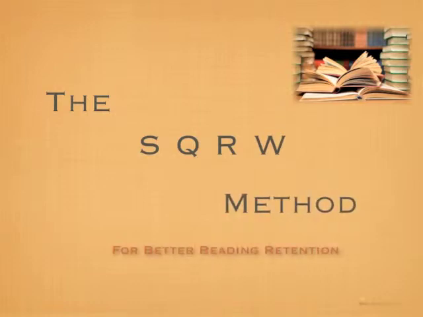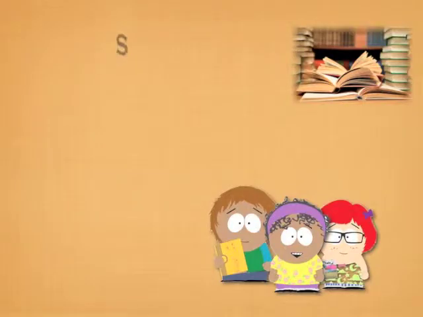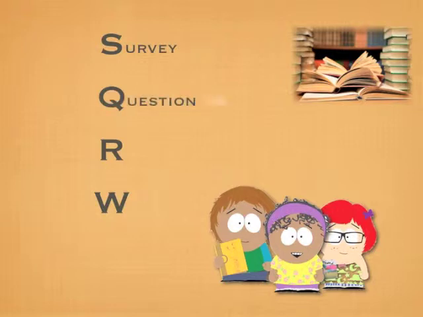It's the SQRW method, and it can really help if you put it into use. So what do these crazy letters stand for anyway? Well, it's really easy. Survey, question, read, and write.